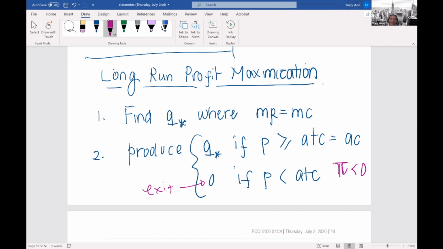But if you're getting a positive profit, you're going to enter the market and you're going to stay. If you're getting a negative profit, you're going to exit the market or not come in. So I should say right here that this is enter or stay.